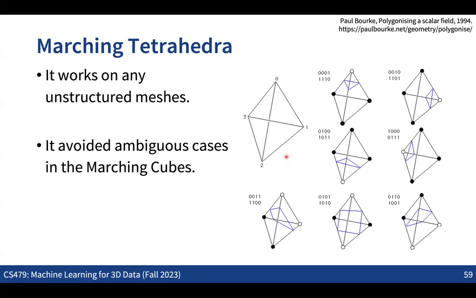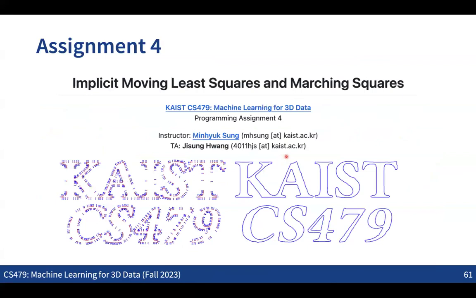So that's it. This is basically the technique, and Assignment 4 will be about implementing both of those things. We will need to implement the implicit moving least squares and also marching squares, in a way that you can convert the given oriented point cloud in 2D space into the final contours in 2D space. So you will get into that and see how we can do this conversion in code.